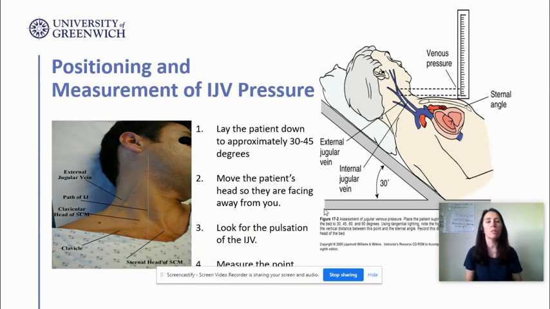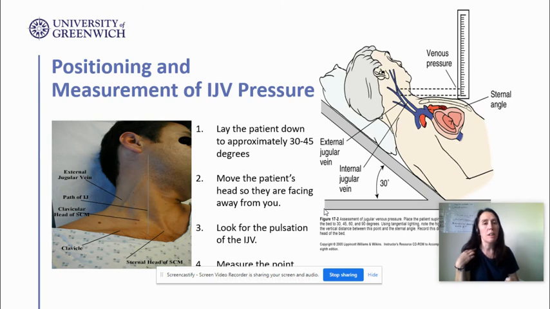All right, so here we go. So the patient's laying down flat on the bed. Then you tilt the bed up to about 30-45 degrees. Get the patient to turn to the left. You're going to see this in the right side of the patient. Now, you might not see it on me because I'm not sitting at the 30-degree angle. Basically, what you're going to do from here is, with the patient facing away from you, you're going to look at their external jugular vein, then their internal jugular vein, and then you're going to measure venous pressure.